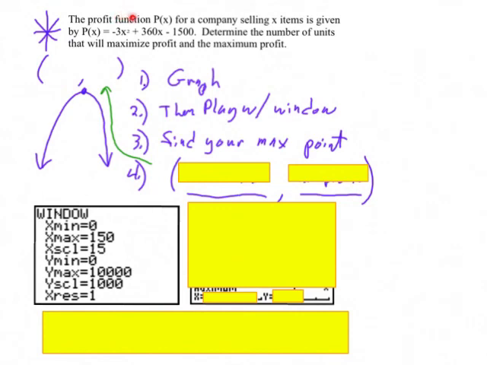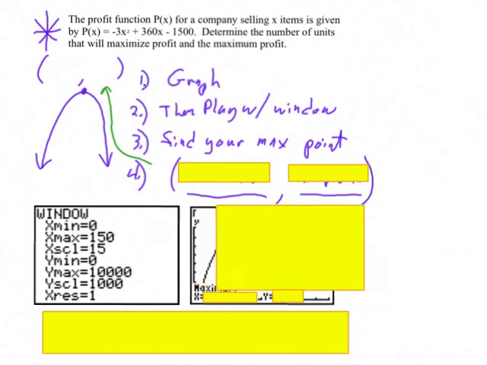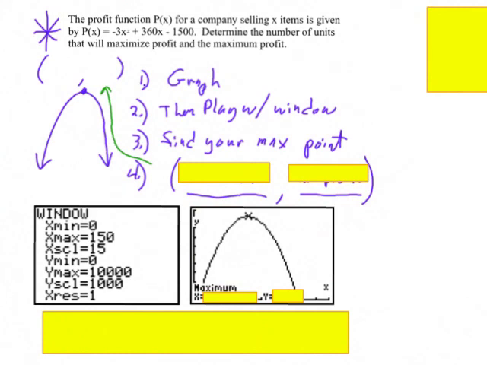It says a profit function p of x for a company selling x items is given by this profit function right there. It says determine the number of units that will maximize profit and also determine the maximum profit. So I want to determine the number of units that will maximize my profit. Okay, so first thing you want to do is graph the function. So let's do that. I use my graphing calculator and I graph the function, and it looks something like this.